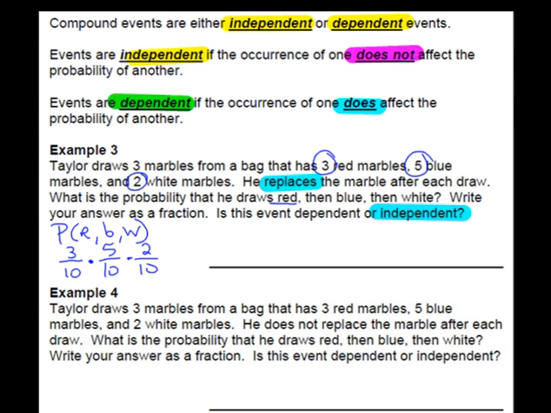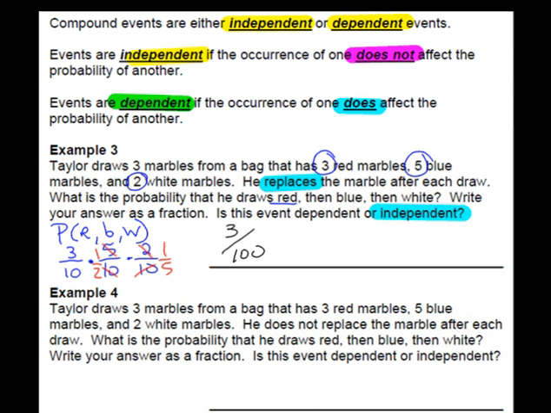Again, remember you can reduce your fractions before we go to multiply. This becomes 1 over 2. This one becomes 1 over 5. Makes life a little bit easier. So I have 3 times 1, which would be 3, over 10 times 2 times 5, which is 100. So the probability of Taylor drawing out a red, then a blue, then a white marble after replacing them is 3 out of 100. Not very good probability of it happening.